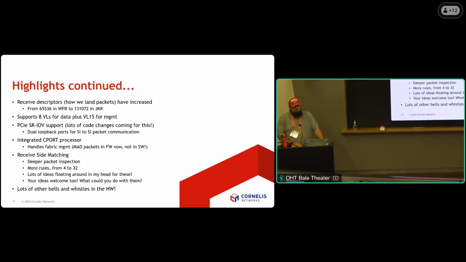One thing that I find really cool is we actually have loopback ports built into the hardware, so we can talk from SI to SI, so from virtual machine to virtual machine, over these loopback ports and not actually have to go out onto the fabric.